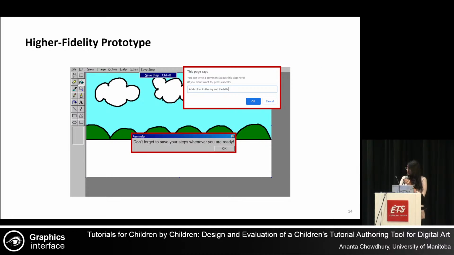The prototype also shows reminders when the child seems to be forgetting to capture potential steps. And this was controlled by a wizarding interface.